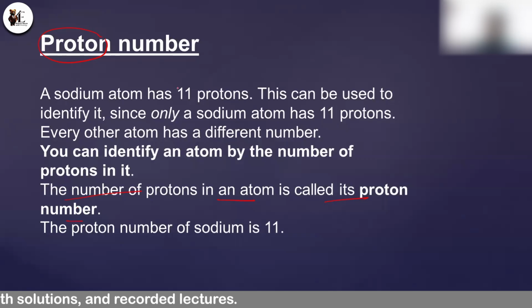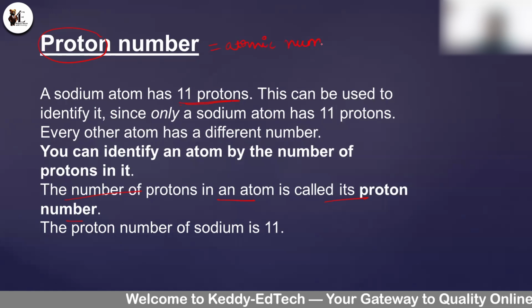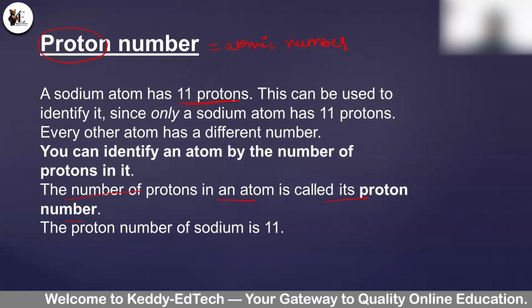So if we talk about sodium, a sodium atom has 11 protons. How do you know that a sodium atom has 11 protons? By looking at your periodic table. If you look at your periodic table, you can find out that the atomic number or proton number is also called atomic number. So these words are one and the same thing. So a sodium atom has 11 protons.